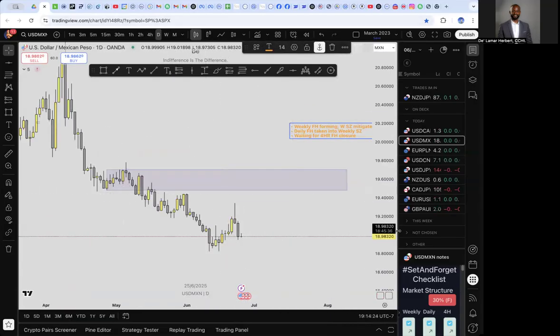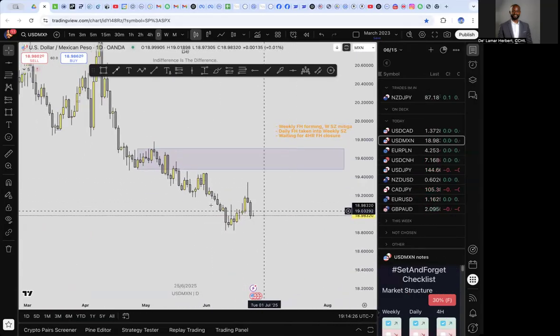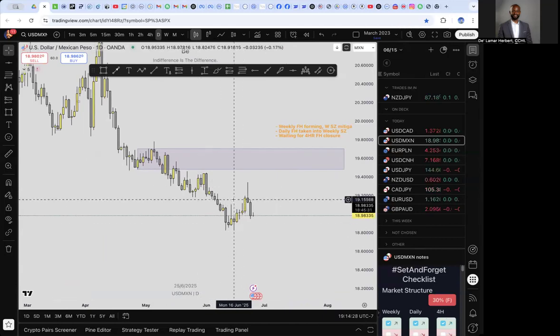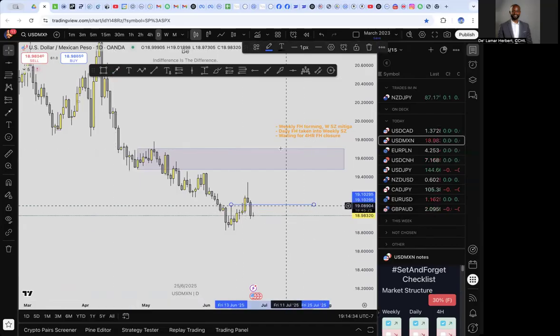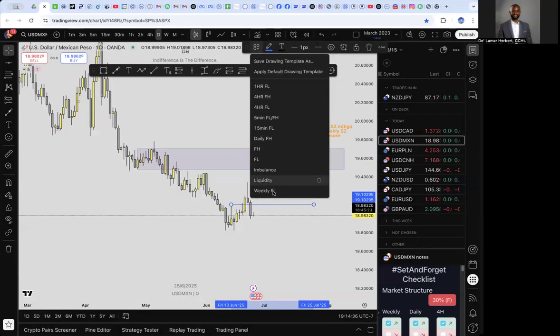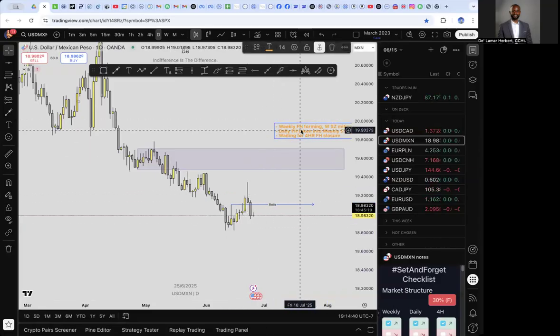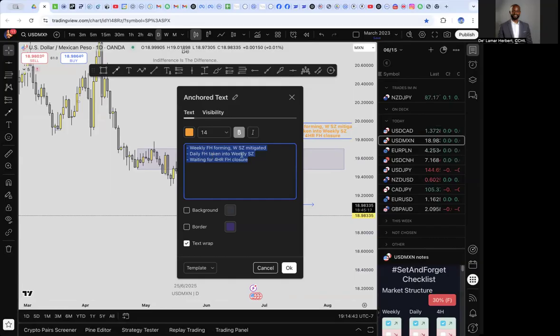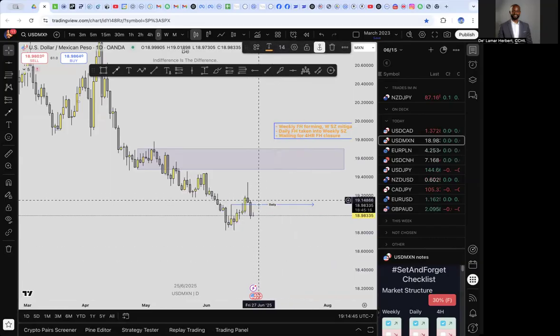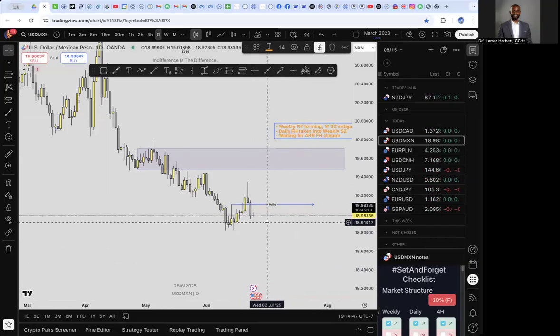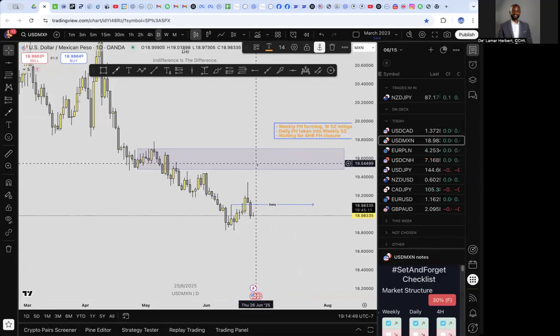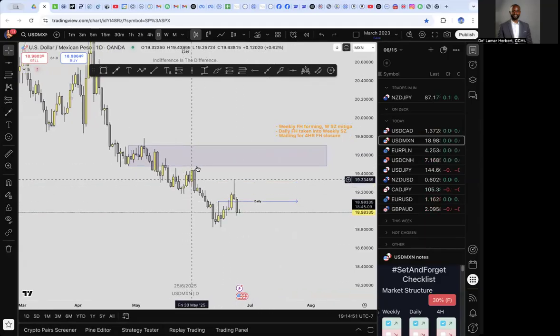The daily here. On the daily, we can see this is the first high right here. This is our daily first high. Boom, just like that. Daily first high. Looks like the first high was taken. Daily first high taken into weekly, right? Okay, so it's taken already. But it hasn't tapped into. Oh yeah, no, but it tapped into this.